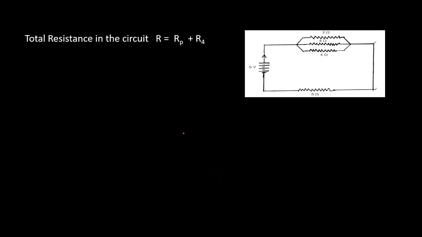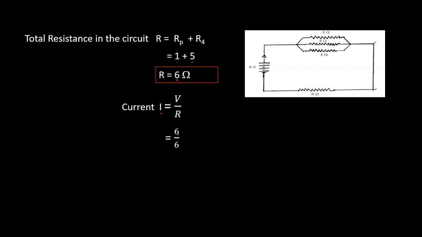Now we will calculate total resistance in the circuit. R is equal to Rp plus R4, where resistor R4 is connected in series. Rp is 1 plus R4 is 5. 1 plus 5 is equal to 6. Therefore, total resistance in the circuit is 6 ohm. To find the total current flowing in the circuit, we use the formula I is equal to V divided by R, where V is equal to 6 volt and R is 6 ohm. 6 divided by 6 is 1.